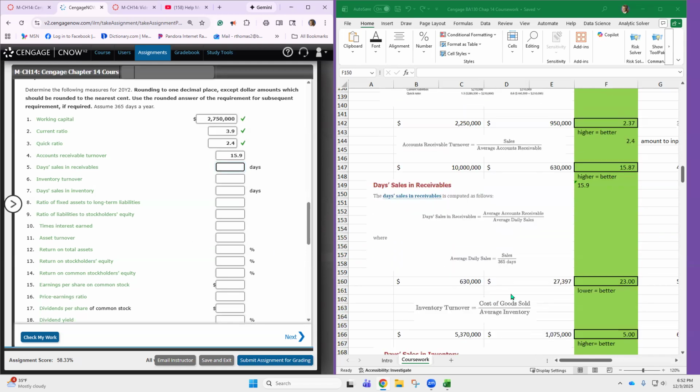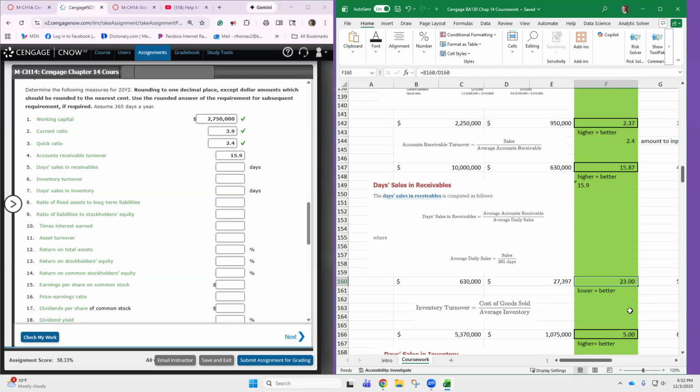365. So here we are. This is our average accounts receivable that we just used as a denominator. Now we're using it as a numerator. And if we take our sales, which I've got 10 million, and divide by 365, I get a number of 27,397. Now I'm ready to divide. Here's my numerator, here's my denominator.